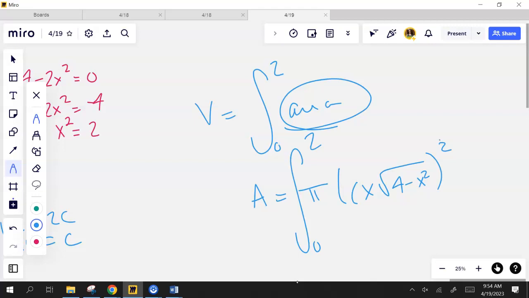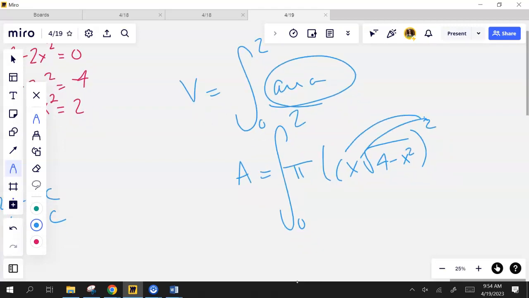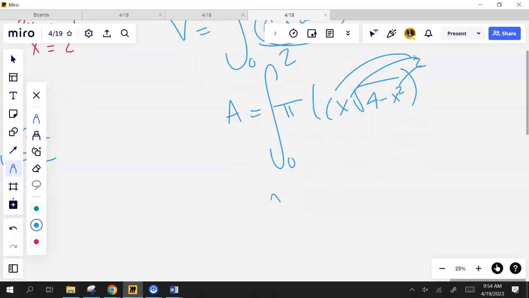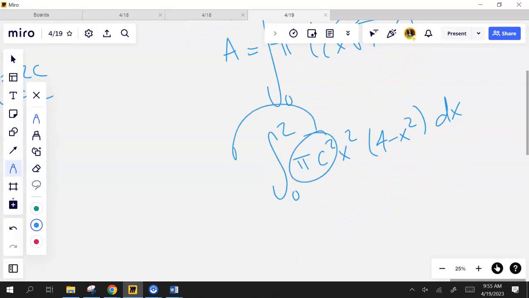I distributed this squared through here, here, here, and here. So I ended up with the integral from 0 to 2 of pi c squared x squared times 4 minus x squared. But I pulled these out since they're constants. Right? Any constant can just go right outside of that integral. I'm from 0 to 2, and I distributed this through, 4x squared minus x to the 4th. Now it's something that you can do the antiderivative of and evaluate.